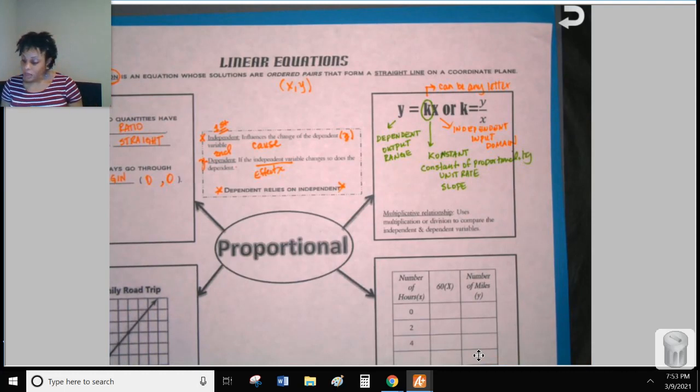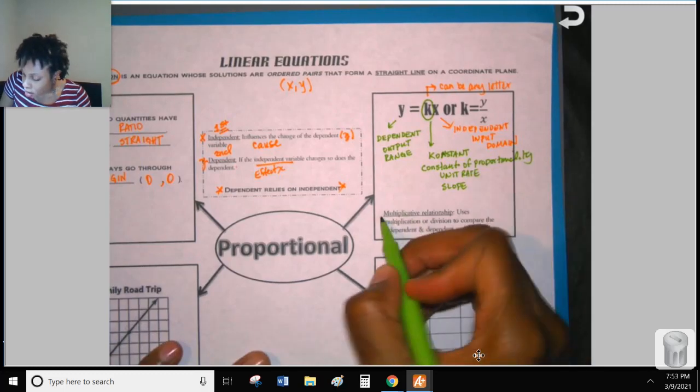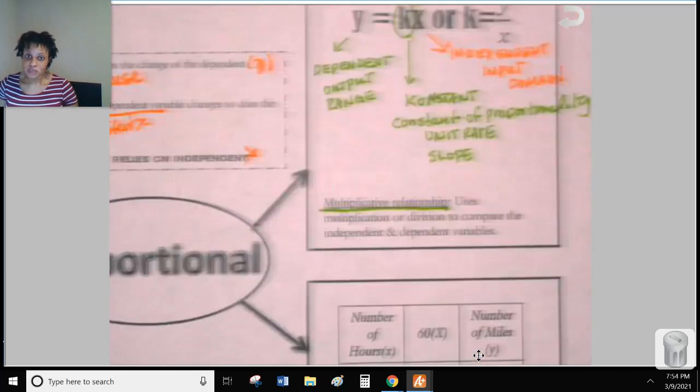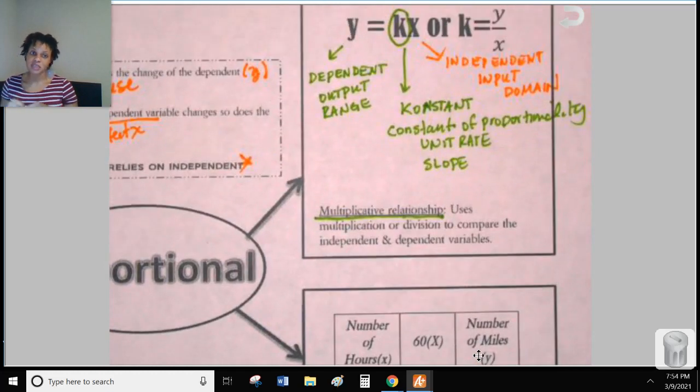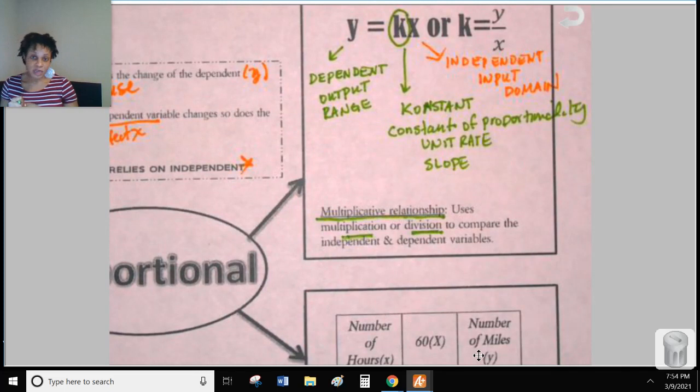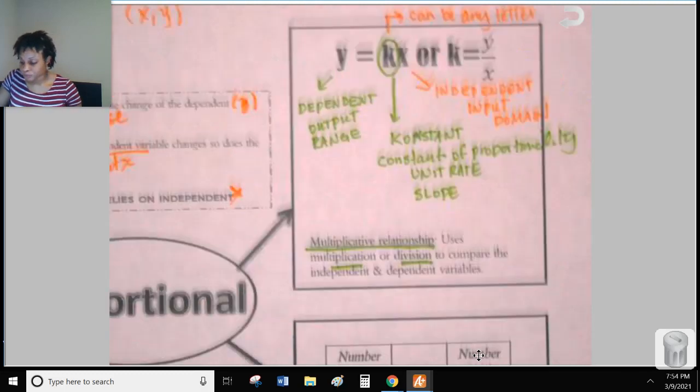Okay? This is called a multiplicative relationship. Multiplicative. Now, don't let the name fool you. Just because it has multiplicative in it doesn't mean it's only multiplication. Multiplicative relationships use multiplication or division to compare the independent and dependent quantities, okay? Multiplication or division. So if it's multiplication or division, it's going to be proportional. If they're multiplying every time by the same number or dividing, it's proportional.